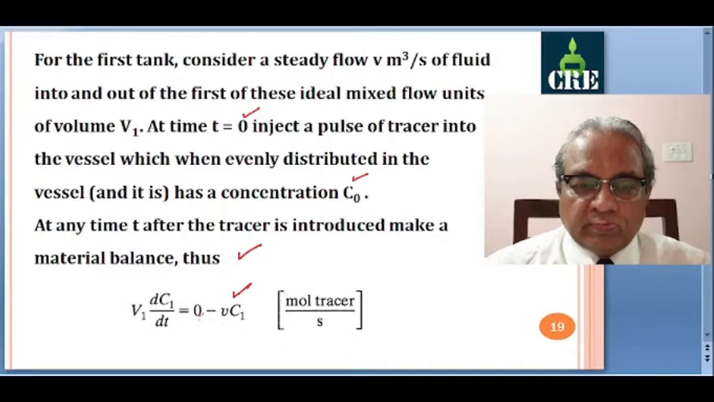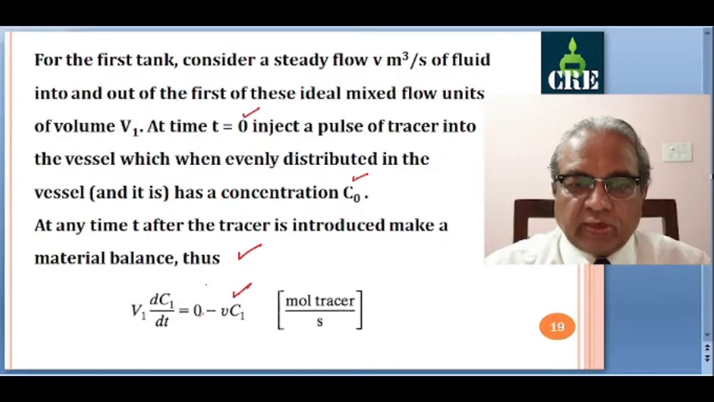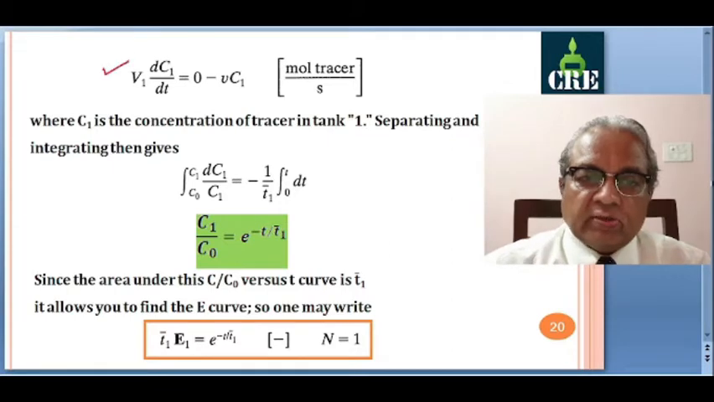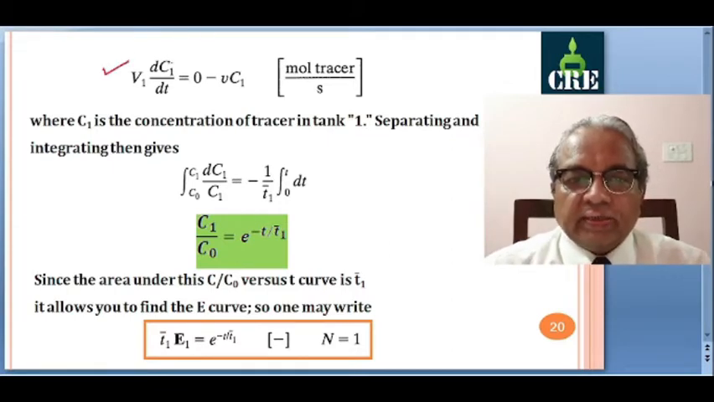So v is constant. So v into C1. And on this side, this is the rate of change of tracer concentration, d/dt of C1 in tank 1, multiplied by volume. So this is moles per unit volume per unit time. So multiply by volume, and this will also become moles per unit time. So V1 into dC1 by dt is equal to minus v into C1. That is the material balance for the first tank or first reactor. So now here we are considering it as a tank.